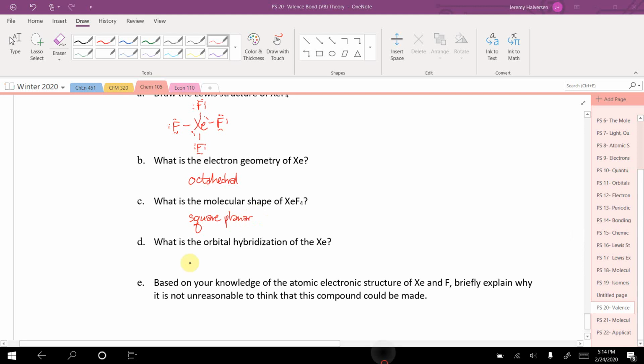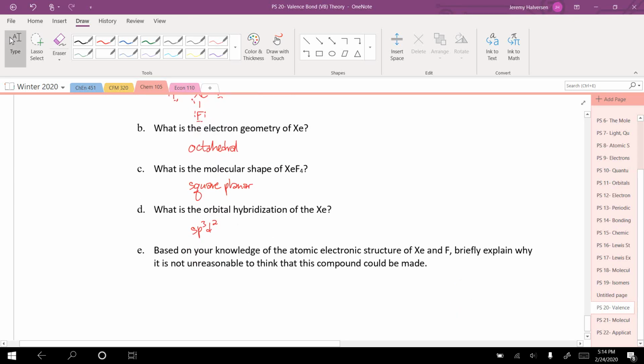Orbital hybridization, steric number of 6, so we need 6 orbitals, sp3d2. Based on your knowledge of the atomic electronic structure of xenon fluoride, briefly explain why it is not unreasonable to think that this compound could be made.